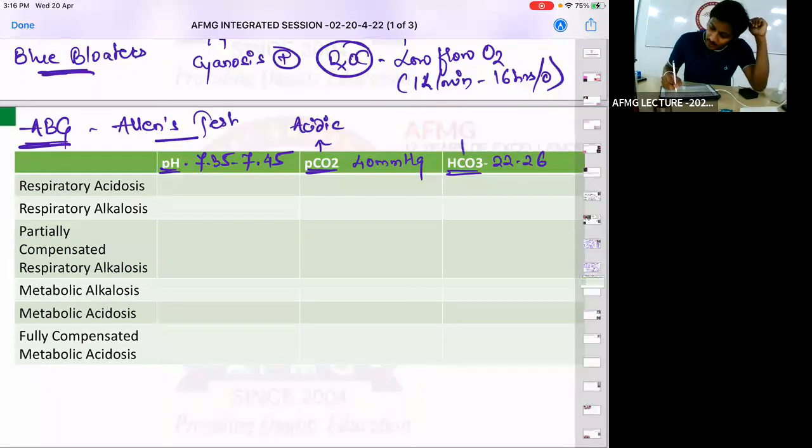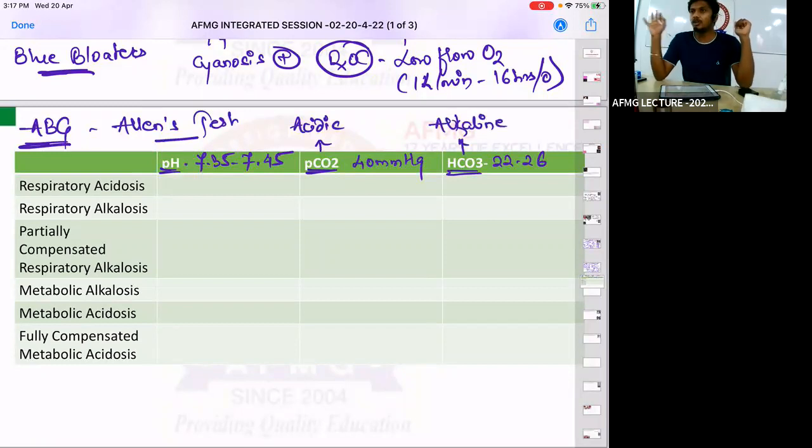Bicarbonate is acidic or alkaline in nature? It is alkaline in nature. Therefore, whenever bicarbonates will increase, there would be alkalosis in the patient. ठीक है? Now, PCO2 will decide whether it is respiratory, and bicarbonates will decide whether it is metabolic. ठीक है? First funda is respiratory acidosis.